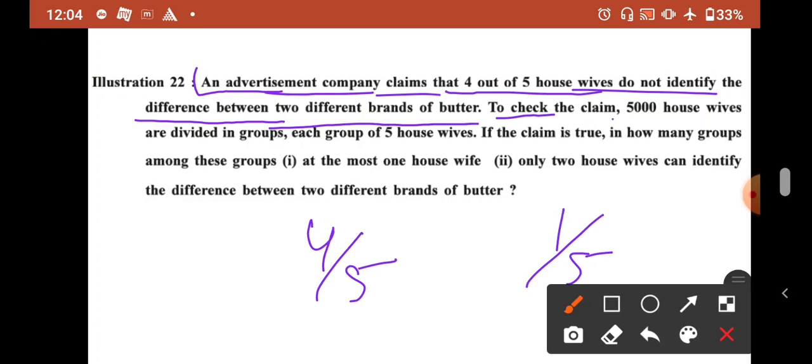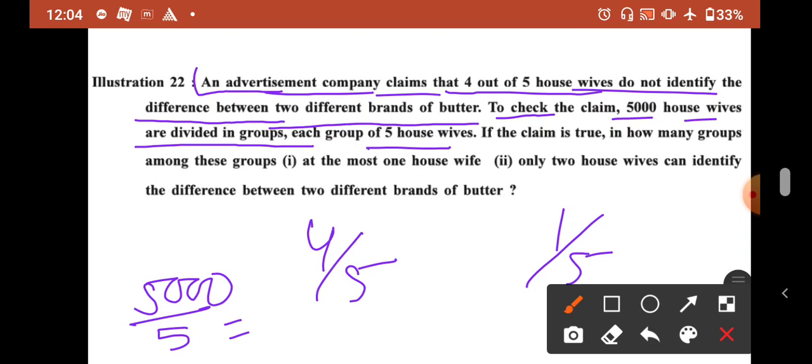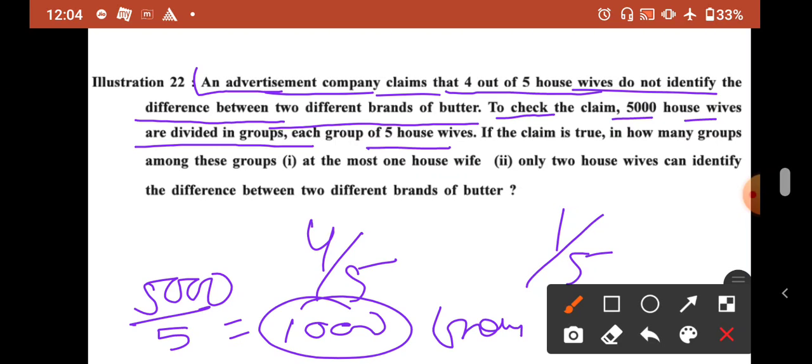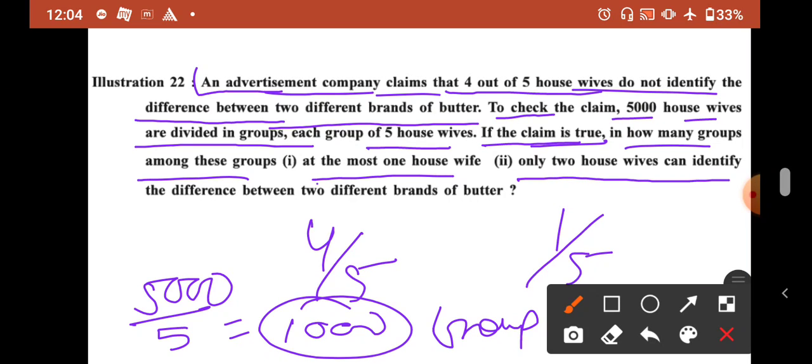To check the claim, 5,000 housewives are divided in groups. So 5,000 housewives divided in a group of 5. So divided by 5, how many groups are there? So 1,000 groups are formed. If the claim is true, how many groups among these have at the most one housewife, and only 2 housewives, who can identify?